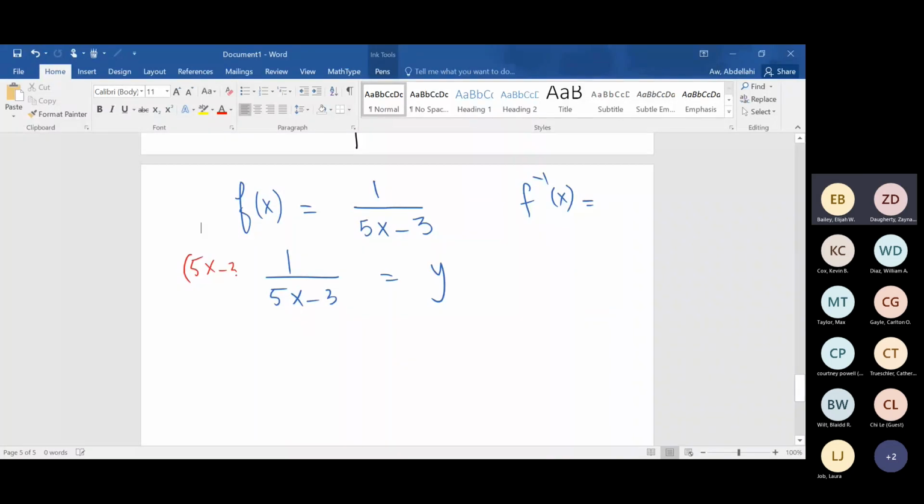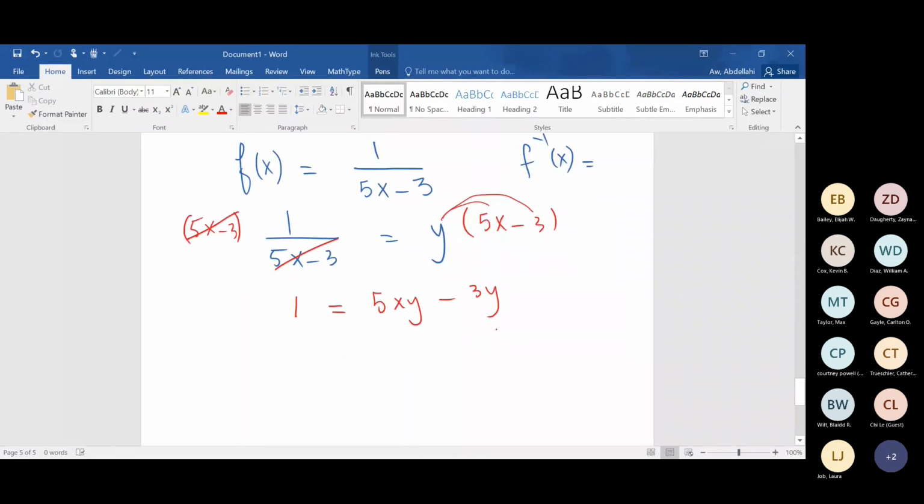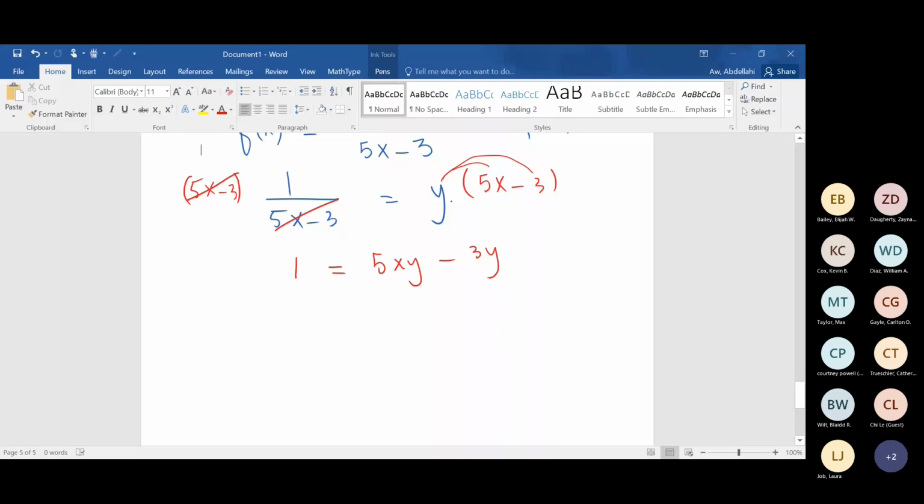5x minus 3. Thank you. 5x minus 3 on both sides, right? So what do you get? We get 1 equals, and then what are you going to do next? We're going to distribute. Remember, I want to get x by itself, right? It's going to be 5xy minus 3y. Okay? And I can go ahead and add 3y on both sides. So I get 1 plus 3y is equal to 5xy.